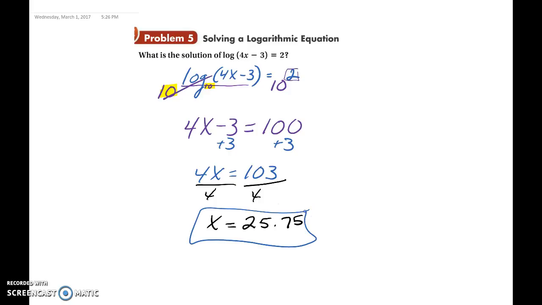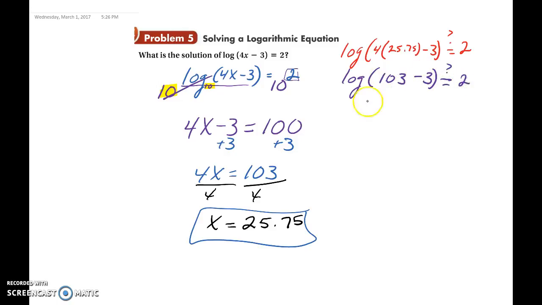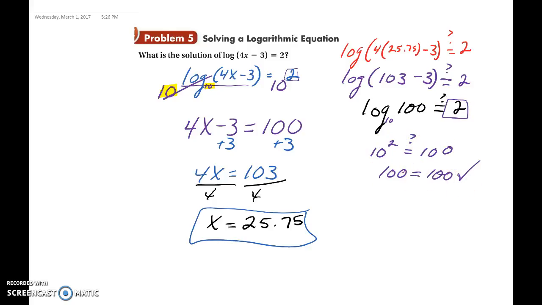And if we were to plug this back into our original equation, we would have log of 4 times 25.75 minus 3. Does that equal 2? Well, we would have log of 103 minus 3, so log of 100. Does that equal 2? We can rewrite this as an exponent. Our base is 10, so does 10 raised to the second power equal 100? 100 is equal to 100, yes. So you can always check your work.